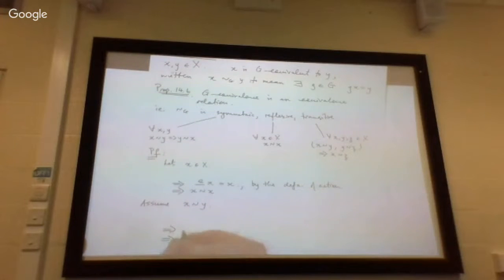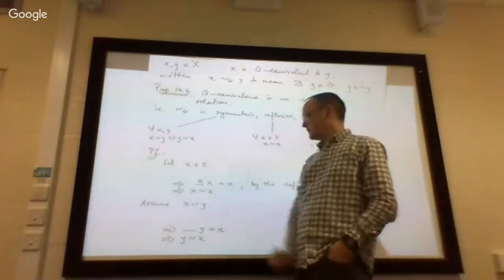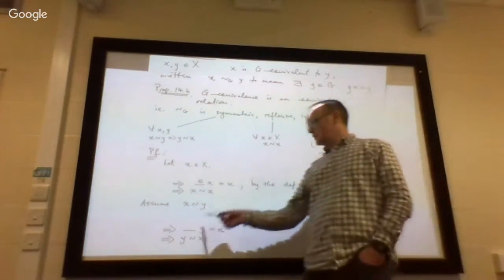How do we say that? Well, we have to show that there exists something that when you multiply it by y, you get x. So we want to fill that gap. What group element goes there?